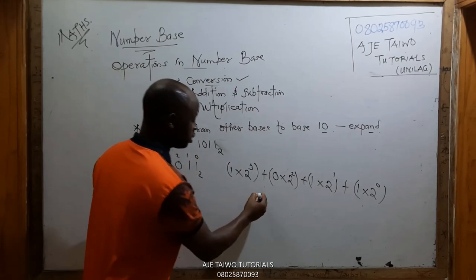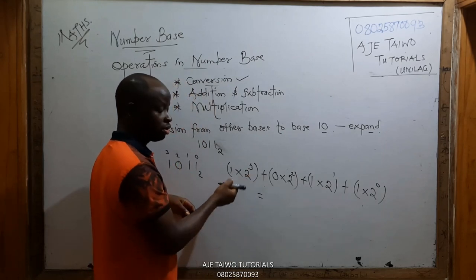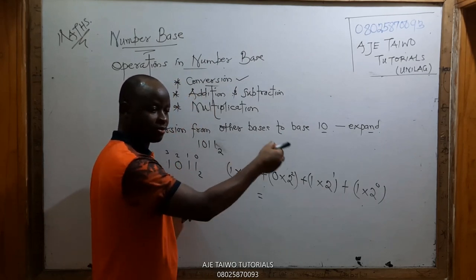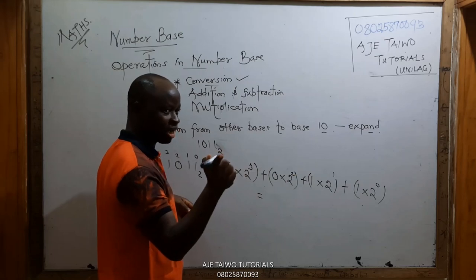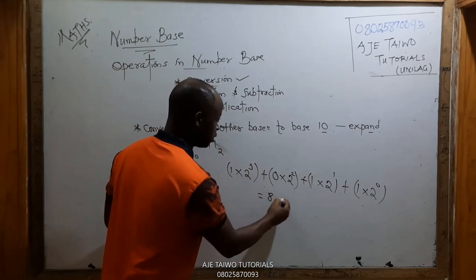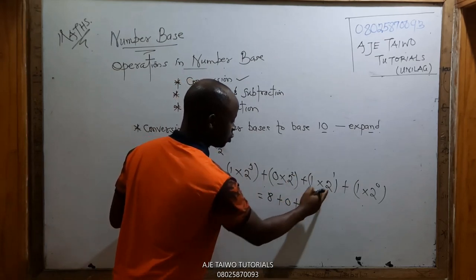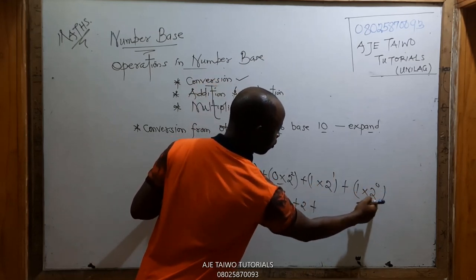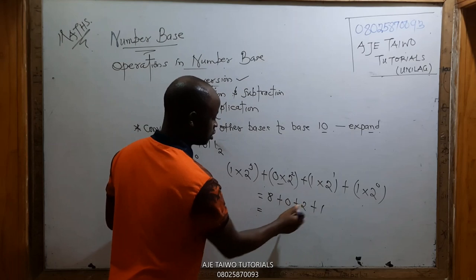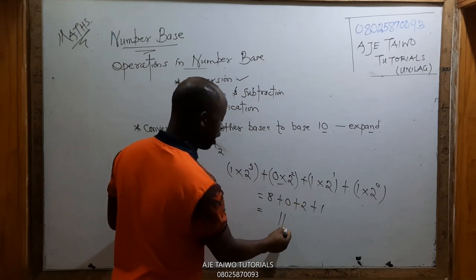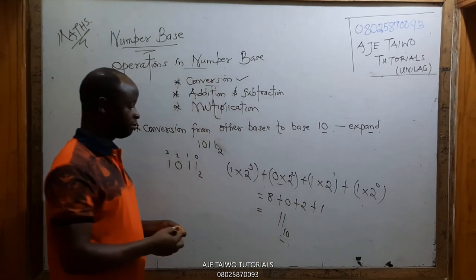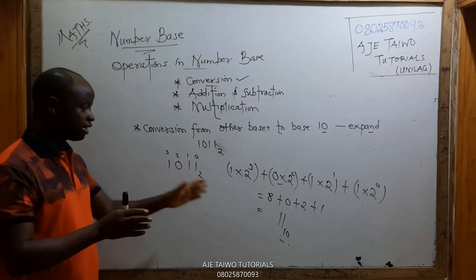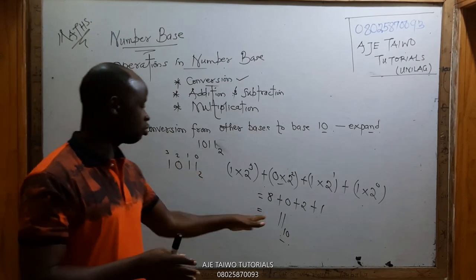So what will the answer be? Here, 2 raised to the power 3 is what? 2 raised to 3 means 2 times 2 times 2. That's 2 in 3 places, not 2 times 3. And that's 8. 0 times anything is 0. 2 raised to 1 is 2 times 1, that's 2. Plus 2 raised to 0 is 1, 1 times 1 is 1. And that's 11. This is 11 now in base 10. I just succeeded in converting this from base 2 to base 10.